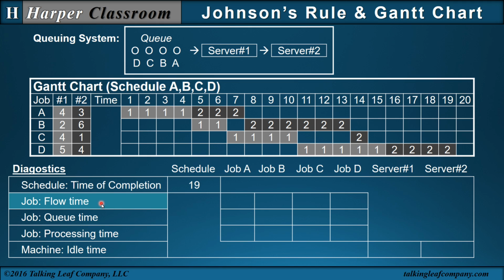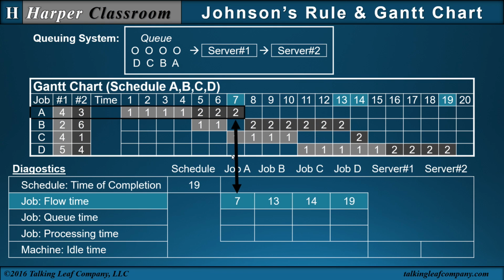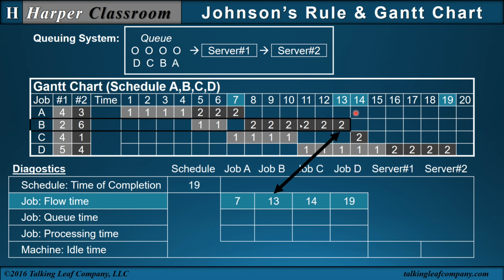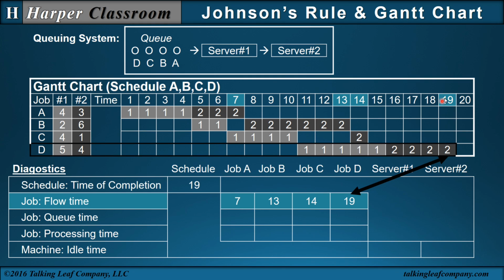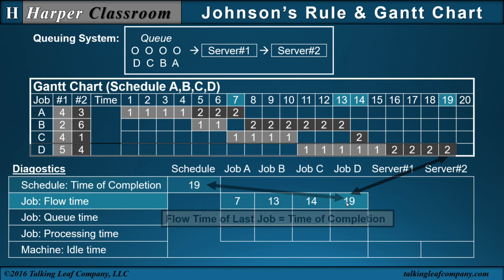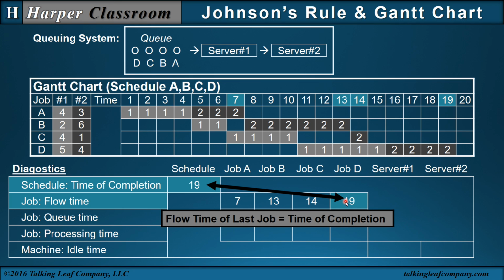Next is flow time. Flow time is defined as the number of days a job is in the queue and the servers, or the number of days a job is in the system before it leaves the system. For job A, it's 7 days. After 7 days, it leaves the system. For job B, we can see that it's 13 days. For job C, it's 14 days. And job D, it's going to be 19 days. And the flow of the last job in a schedule is always the time of completion of the project.